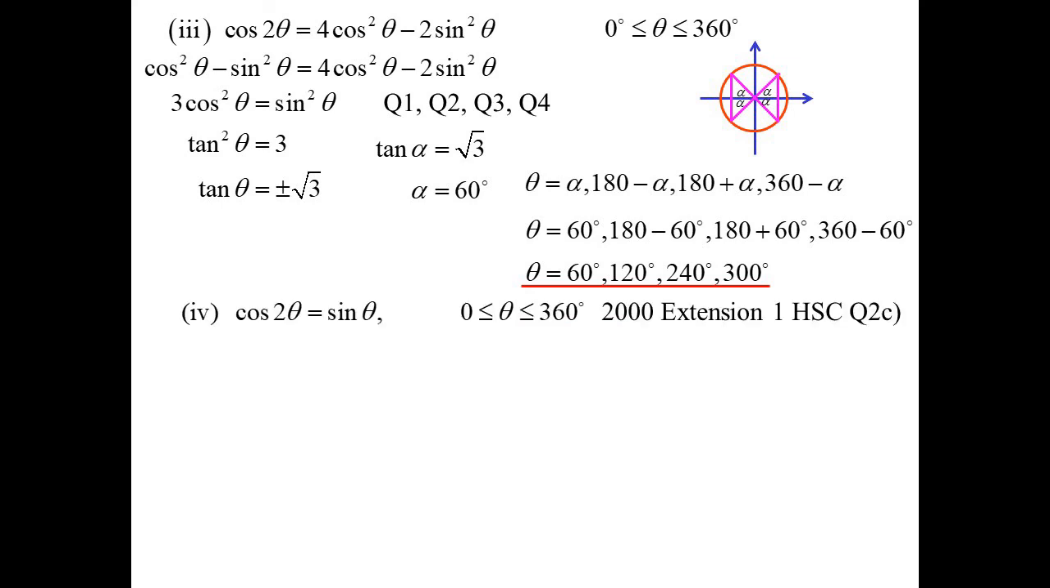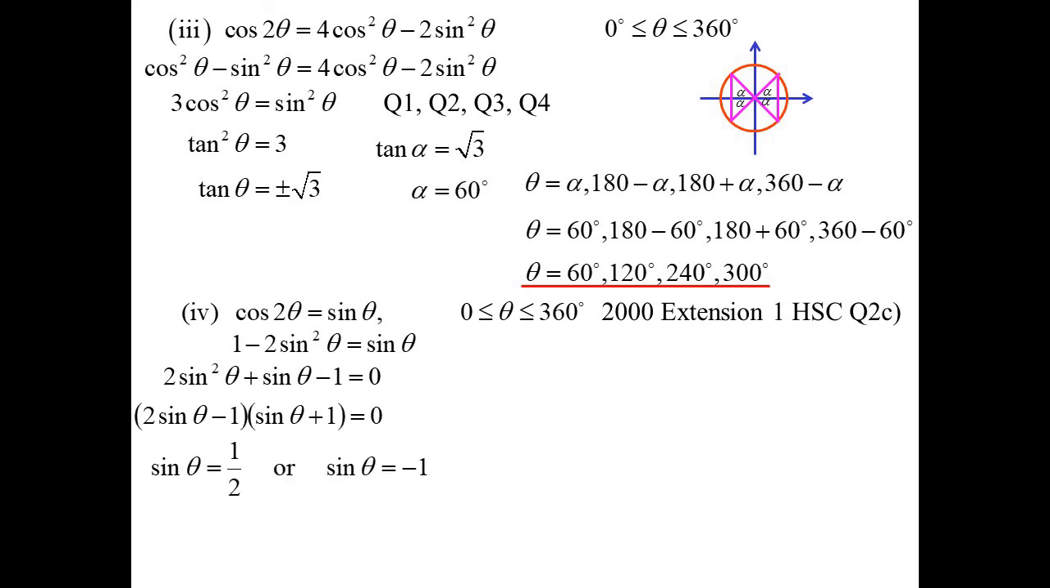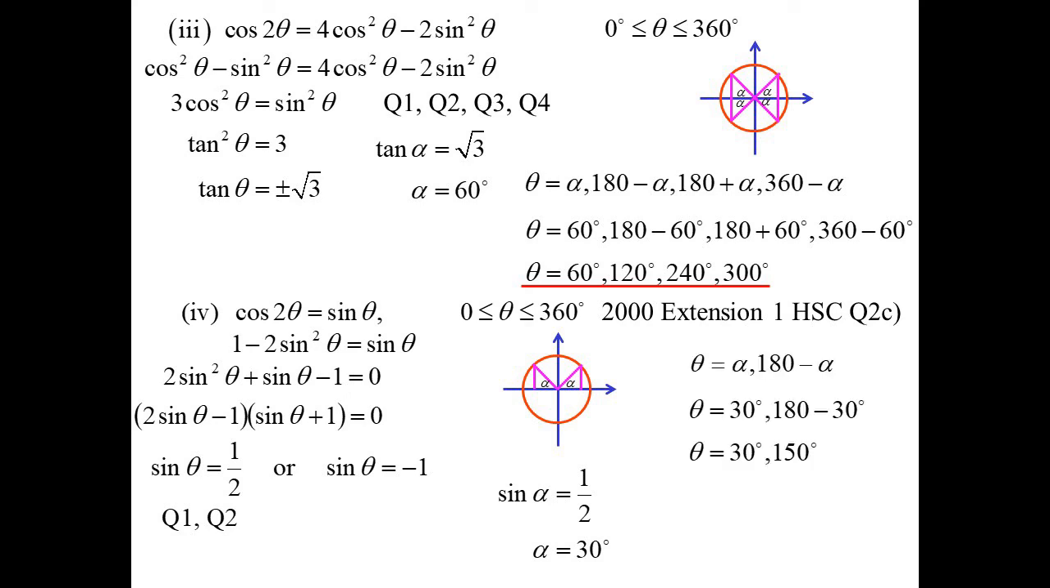Here's one from, albeit a long time ago, an actual HSC question. Cos 2 theta is sine theta. Cos 2 theta, I'm going to use the sine squared one, so then my ratio is all in sine. So we get 2 sine squared plus sine minus 1. That's our quadratic, which factorizes. So we have sine is a half or sine is negative 1. Well, if it's a half, I'm in the first or the second quadrant. Acute angle on that one would be 30 degrees. And so theta is 30, 150.